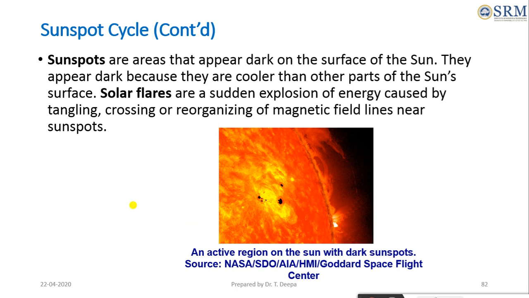So you can see the sunspot in the figure. You can see an active region on the sun with a dark sunspot. The dark area is called a sunspot on the surface of the sun. They appear dark because they are cooler than the other parts of the sun. Solar flares are nothing but sudden brightness on the sun surface, seen in this figure.